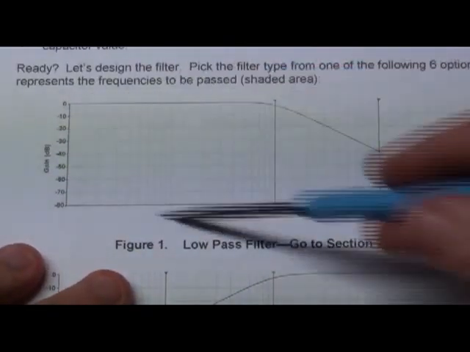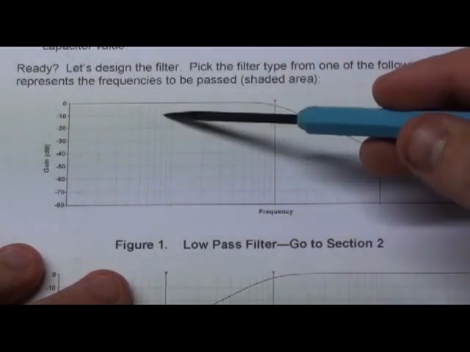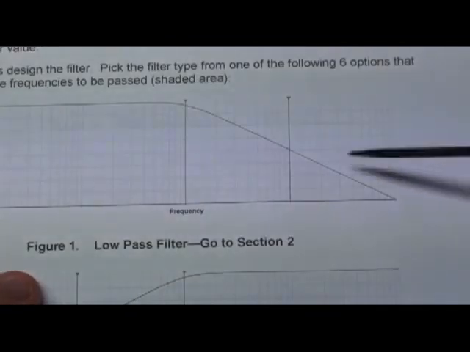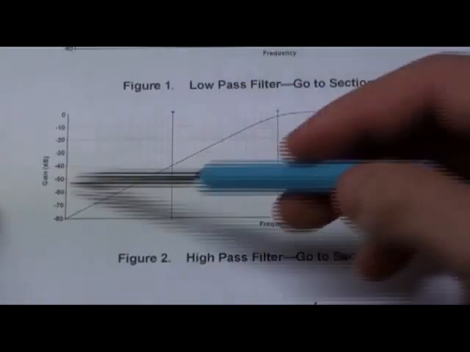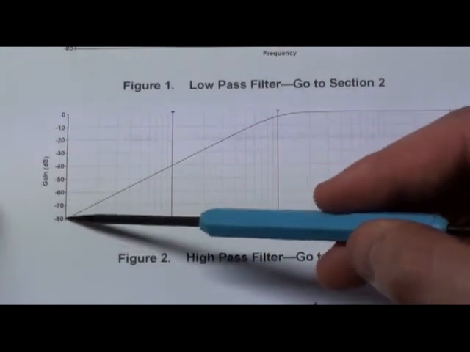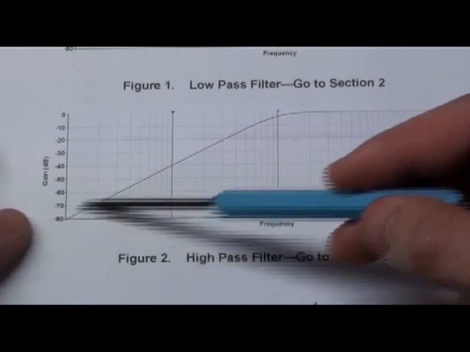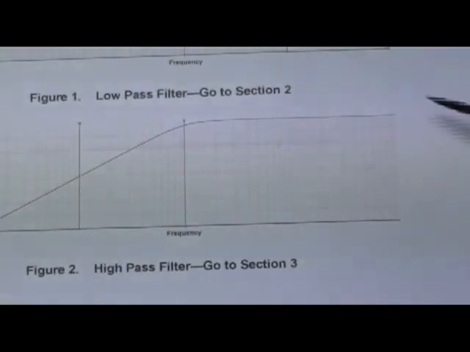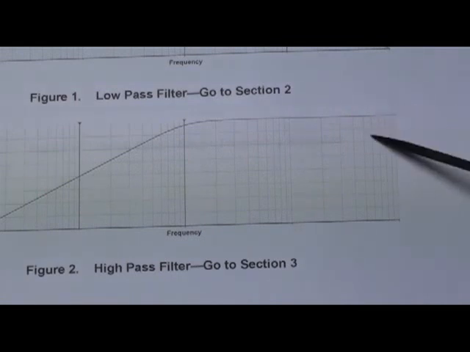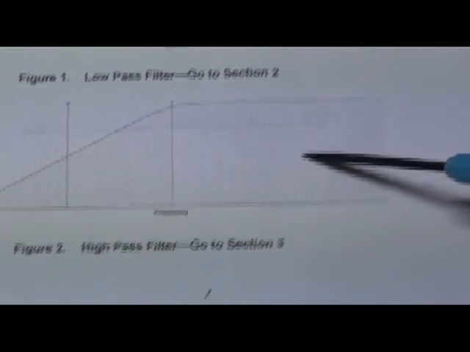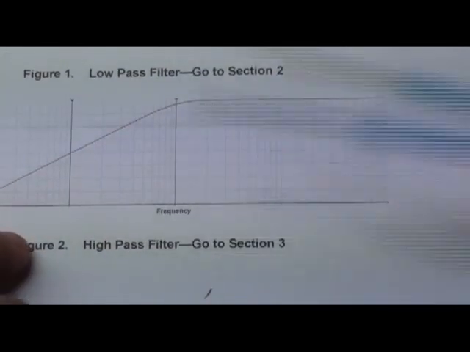Now, this one here is called a low pass filter, because low frequencies are passed and high frequencies are blocked. The same thing goes here, but this is a high pass filter. So low frequencies we multiply by very small numbers, but as we get to higher frequencies we multiply them by 1, so nothing happens to them, we keep them. So low frequencies are blocked, high frequencies are passed.